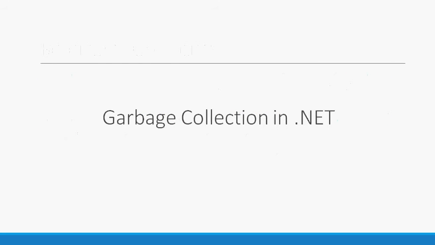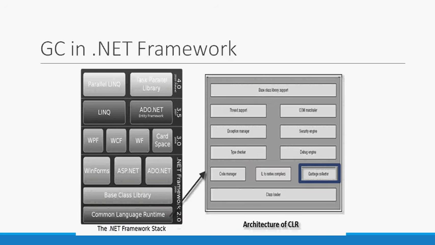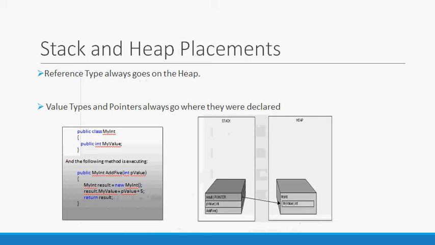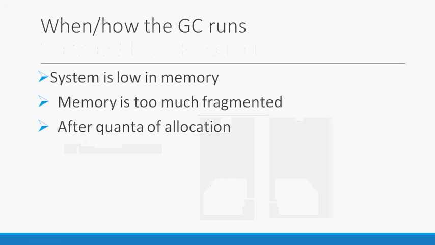Now let's talk about garbage collection in .NET. In .NET, the garbage collector is implemented in the common language runtime. We all know that reference types always go on the heap and value types and pointers always go where they were declared, usually on the stack. Whenever we declare objects using the new keyword, some memory is created on the heap. The less memory we create on the heap, the less work the garbage collector has to do.